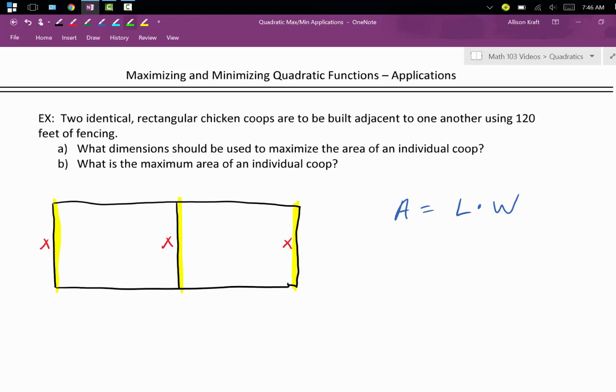So we're going to want to get the length and the width of one of these coops to create our area function. Well, we already know what the width of our individual coop is. It's x. But now we need to figure out what the length is. We have not used the piece of information yet that we have a total of 120 feet of fencing. If we have 120 feet of fencing total, so far we've used up 1, 2, 3 x's of fencing. So how much fencing would we have left?